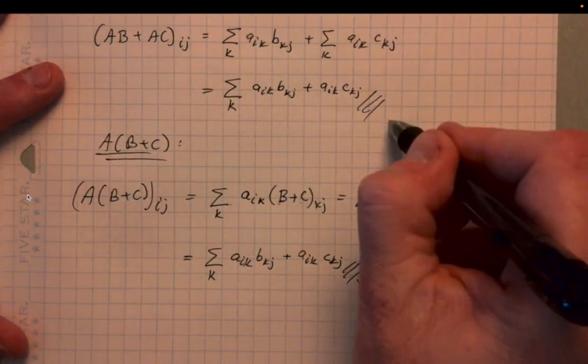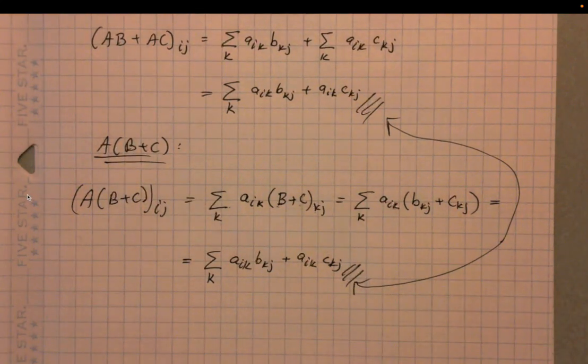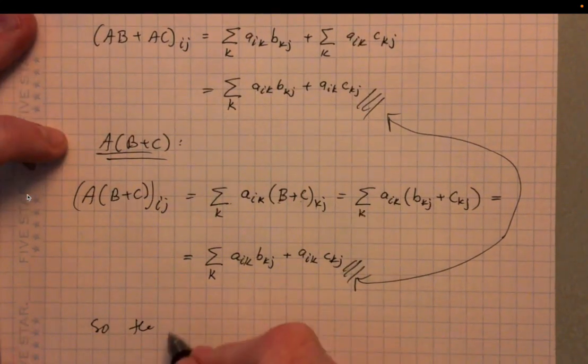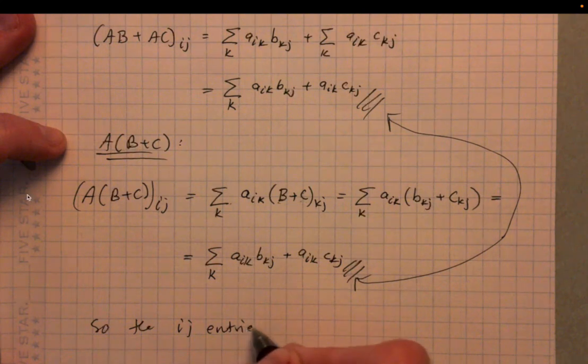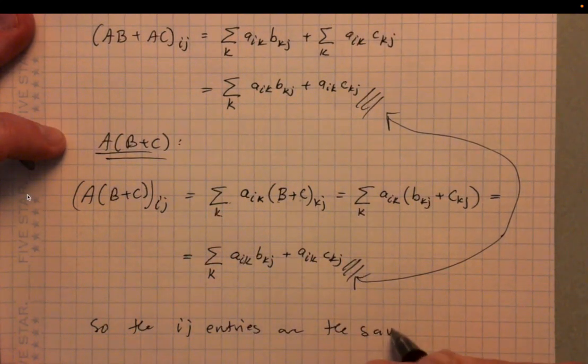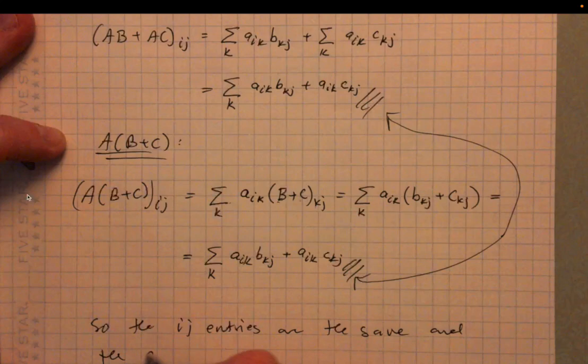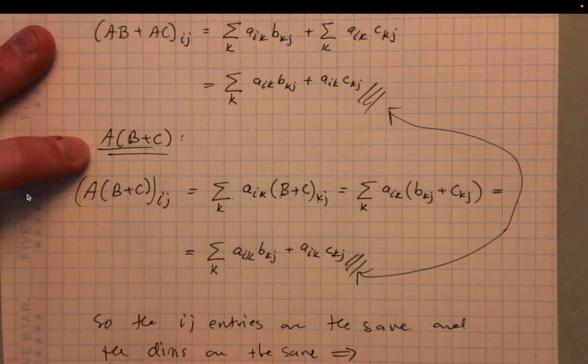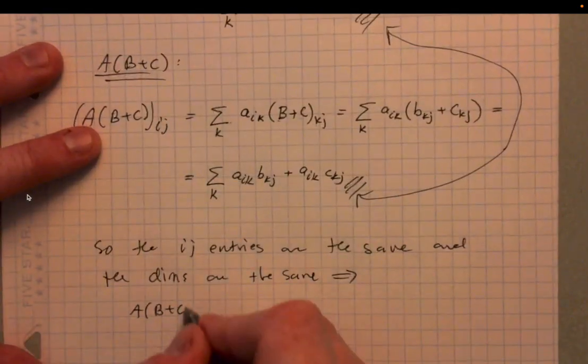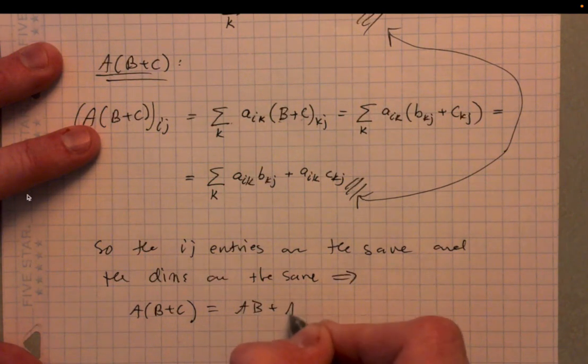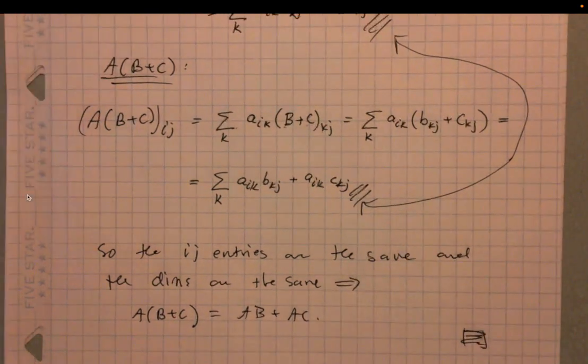Okay, and you can see for yourself that those are the same, right? They are the same. That's the same ij entry. So the ij entries are the same, and the dimensions are the same. And so that implies that A times B plus C equals AB plus AC, right? So that's the end of the proof. So that's the proof of property 2.